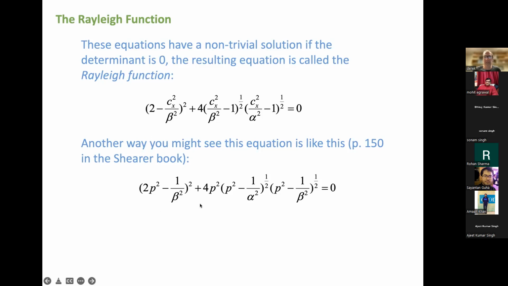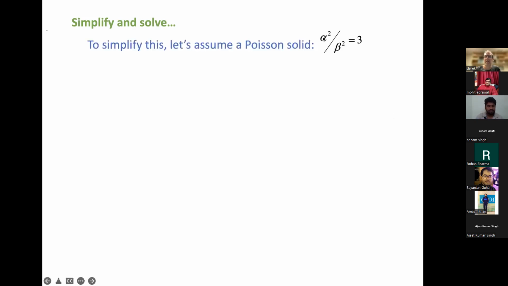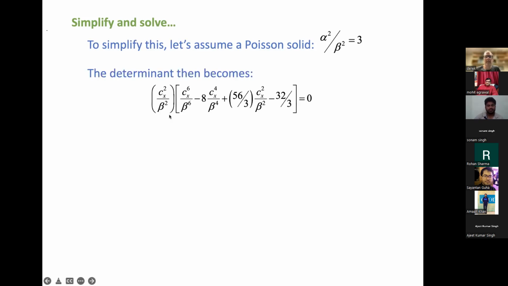Which is given here. So now let's simplify and solve these equations. So we'll first assume a Poisson solid, which is fairly accurate for the mantle, and that's the square of the P velocity divided by the square of the S wave velocity is 3. The determinant then becomes this value here.